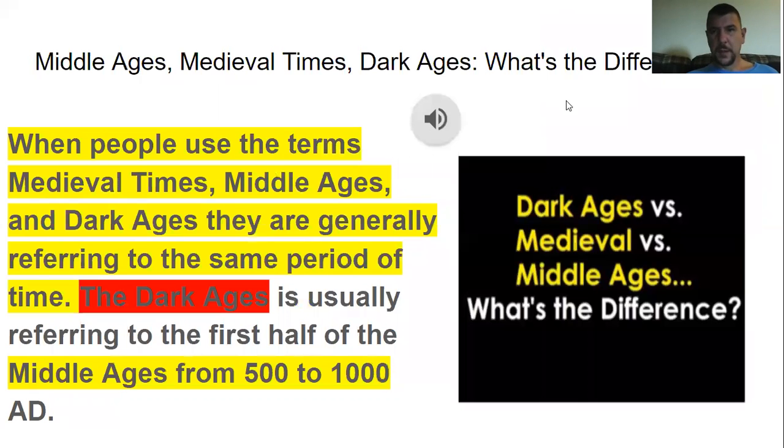All right. So Middle Ages, medieval times, Dark Ages, what's the difference? Well, when people use the terms medieval times or Middle Ages and Dark Ages, they're generally referring to the same time period. The Dark Ages is referred to as the first half of the Middle Ages, from 500 AD to 1000 AD. For 500 years, basically, it was the Dark Ages.